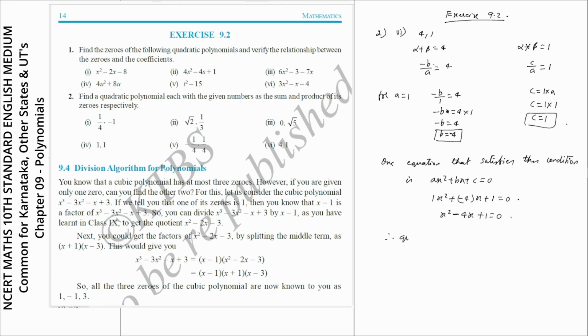Therefore quadratic polynomial is x square minus 4x plus 1. Okay.